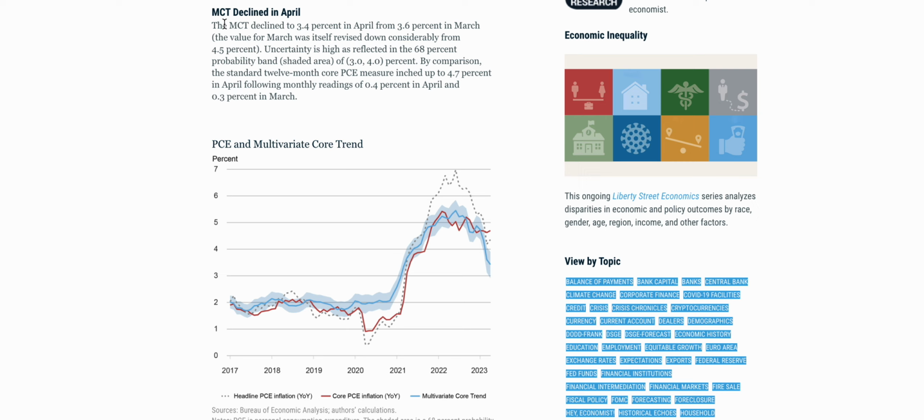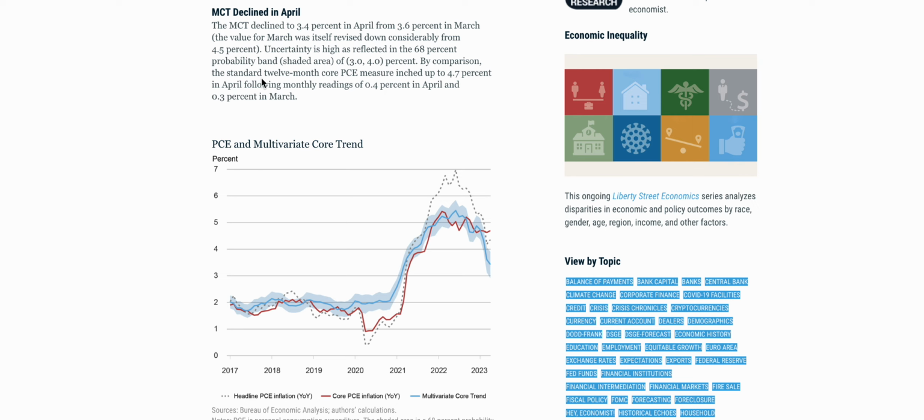So just to read, what is this MCT? What the article says is the MCT declined to 3.4% in April from 3.6% in March. The value of March was itself revised down considerably from 4.5%. Uncertainty is high, as reflected in the 68% probability band shaded area. So they have this shaded area which we see in blue. This is like a probability region, which is about a 68% probability inside it, the way I understand this.